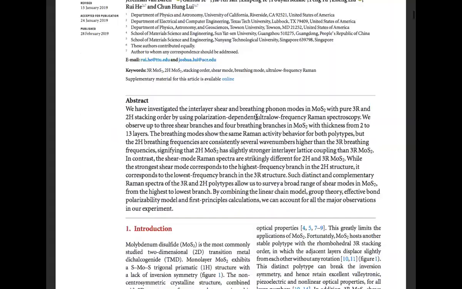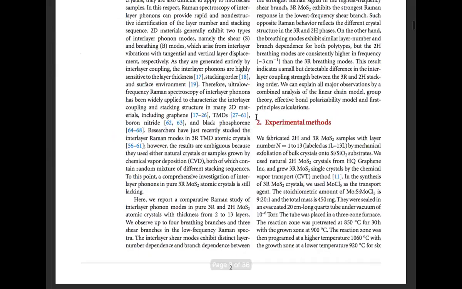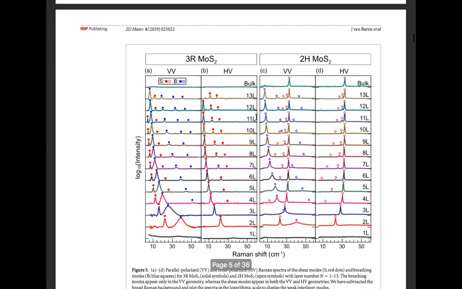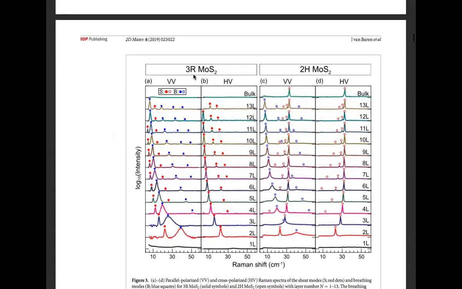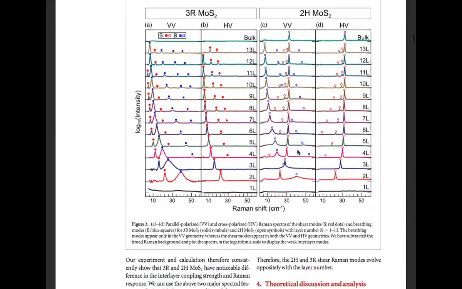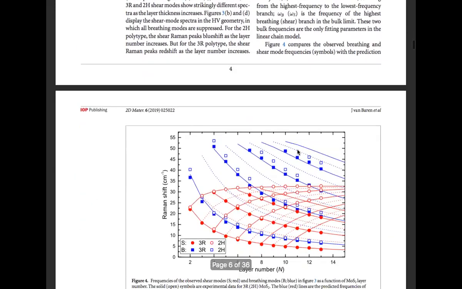Okay, so let me see. This is Jeremiah's paper. Let me show you the data. So this is 3R MoS2, 2H MoS2. This is a parallel polarization. This is horizontal, and this is cross polarized. That means you excite it in one polarization and collect it with the vertical polarization. So you can see that they have different results. So we actually build a model to explain it.